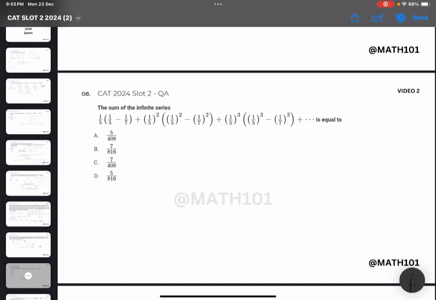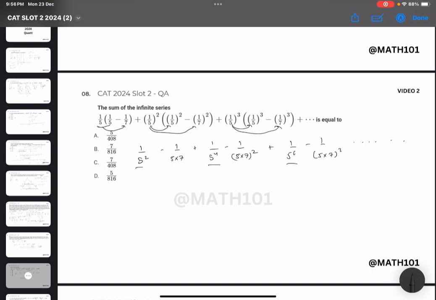So distributing all of these terms, we will get 1 by 5 squared minus 1 by 5 into 7 plus 1 by 5 to the power of 4 minus 1 by 5 into 7 squared plus 1 by 5 to the power of 6 minus 1 by 5 into 7 to the power of 3, and so on.